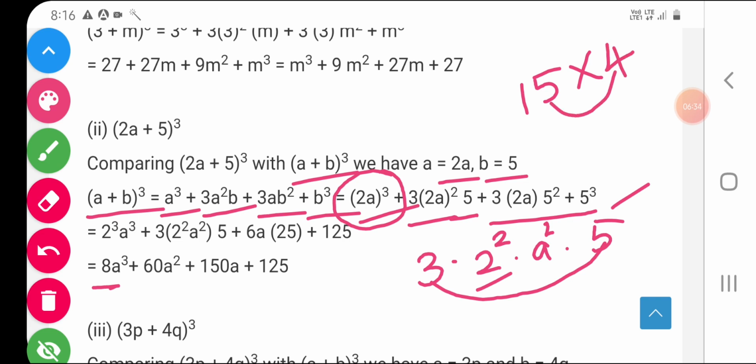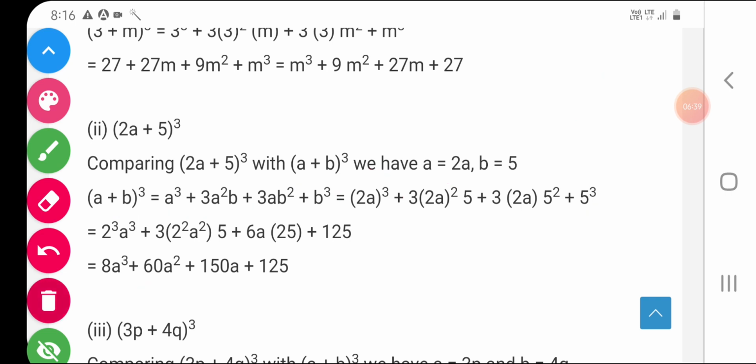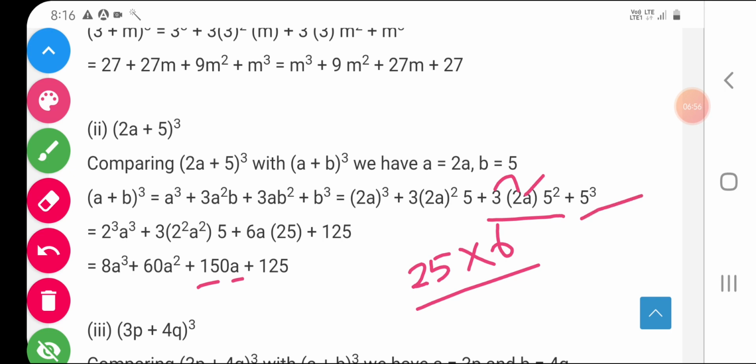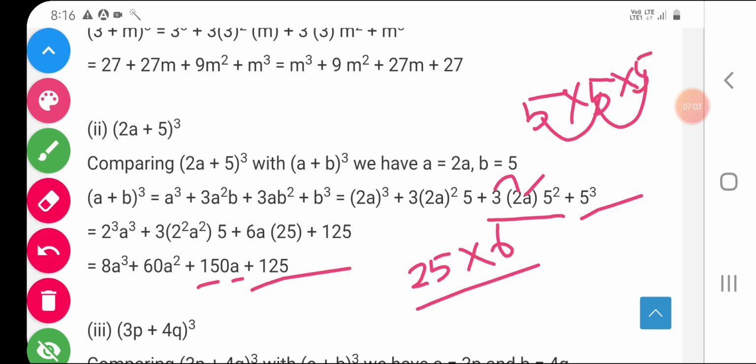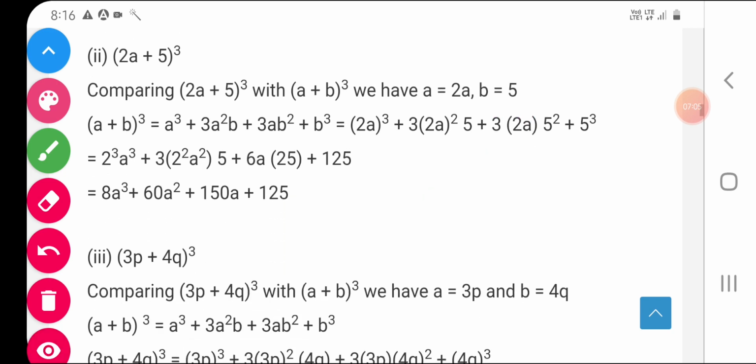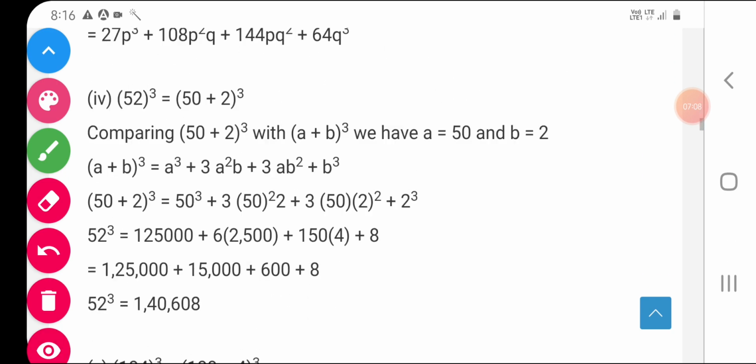Now 15 fours are 60. A square is a variable. Next, this term 5 square is 25, 6 into 2 which is 3 into 2 which is 6. Now 6 25s are 150. The variable is a. Now 5 cube value is 5 into 5 into 5. 5 5s are 25, 25 5s are 125. Hope you understand. Next subdivision 3, do as your homework.